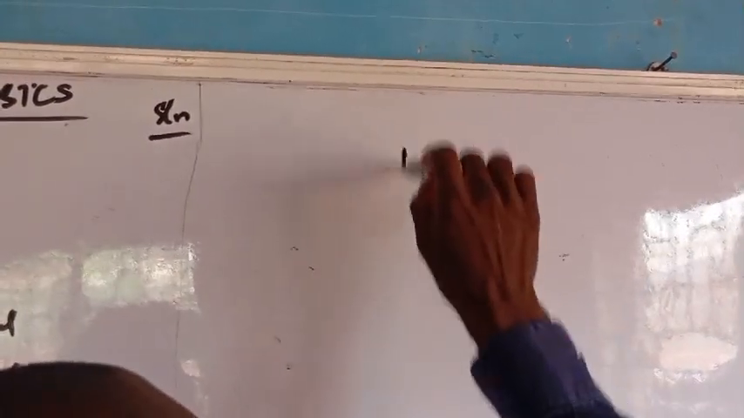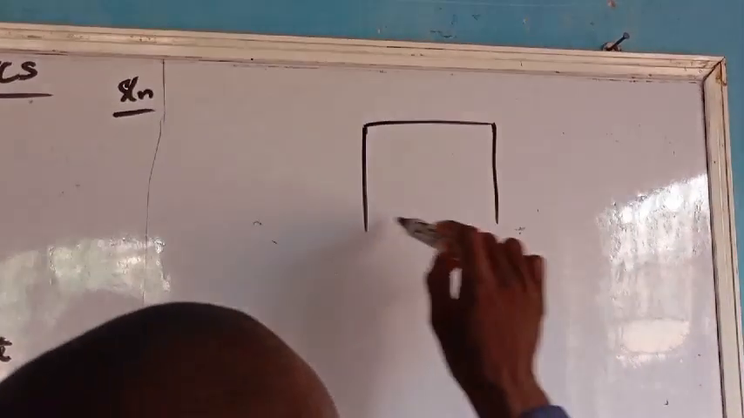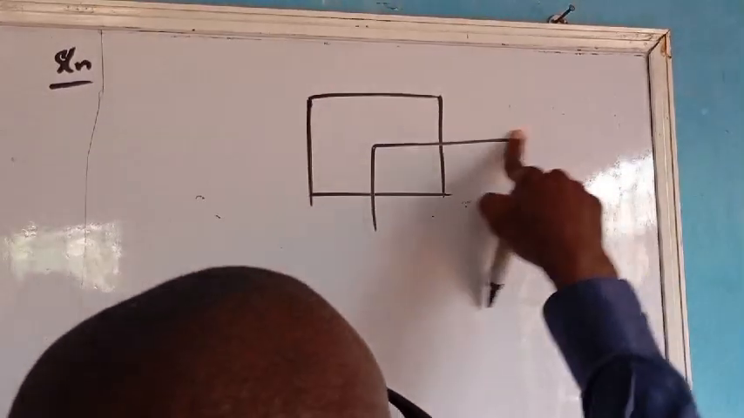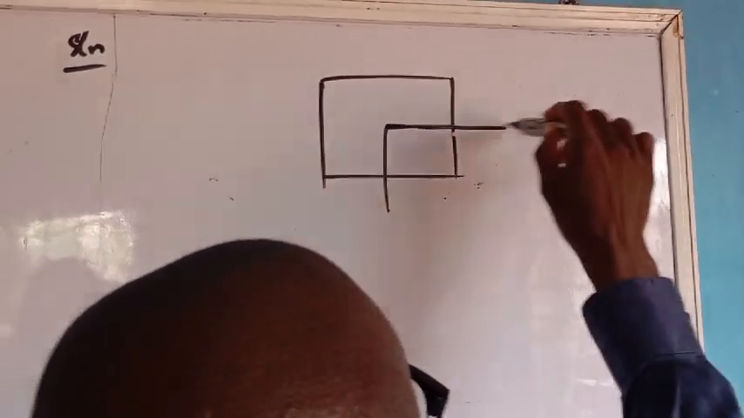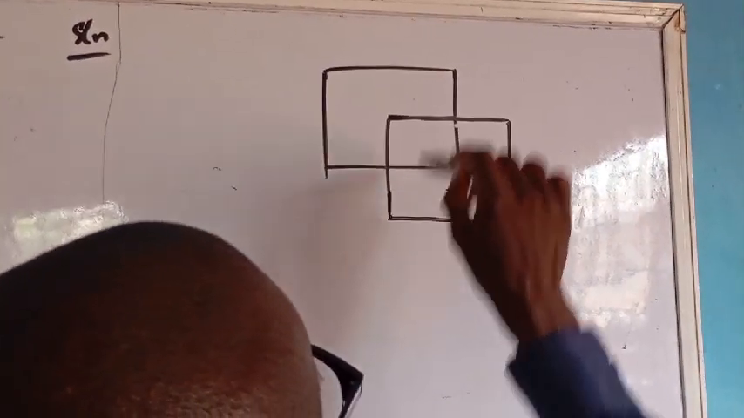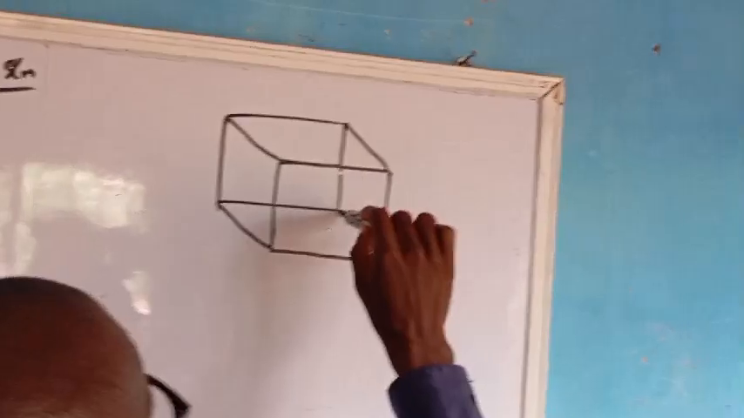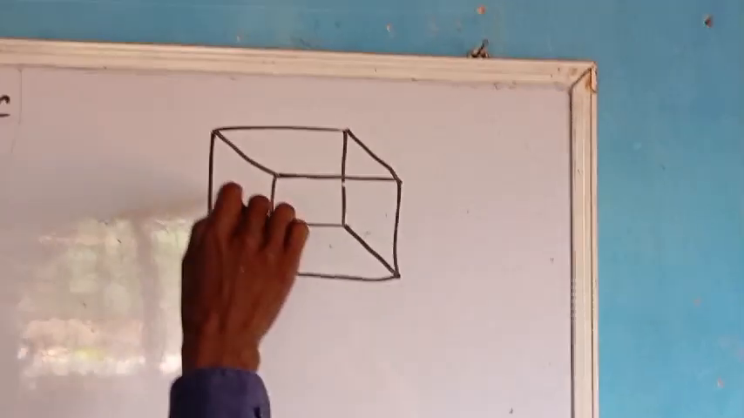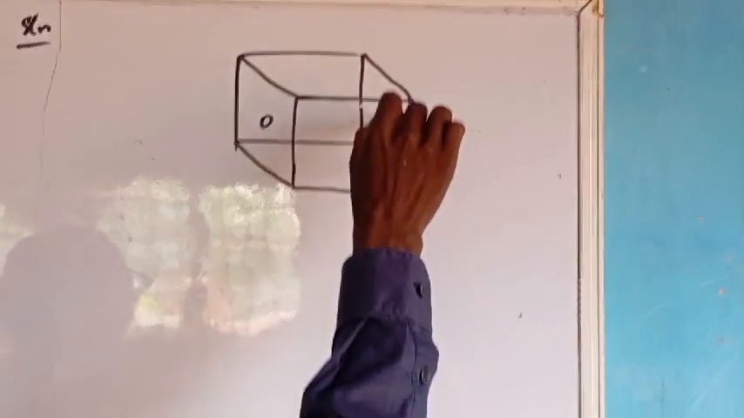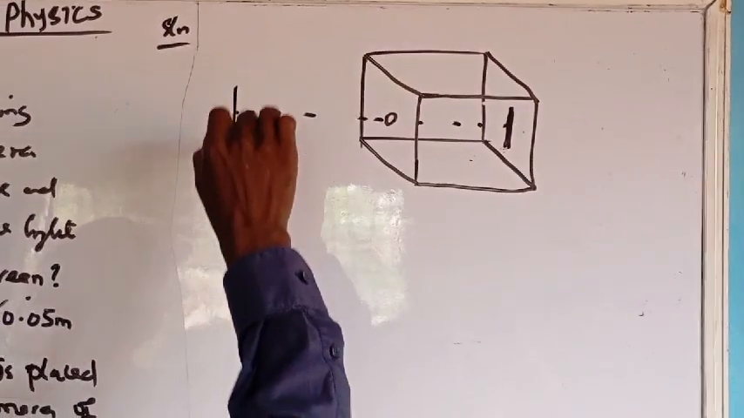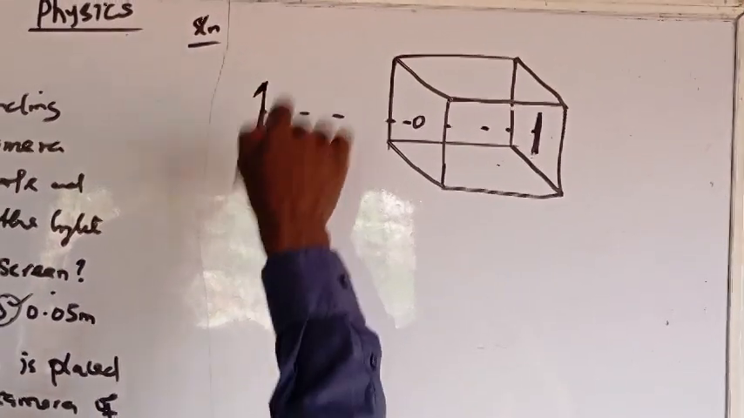Let me draw the diagram. When we are talking about a cuboid, we are talking about something like this. A cuboid pinhole camera; we look at it this way. Now, this is the hole, and this is the screen. We trace from here. This is the body, the object.